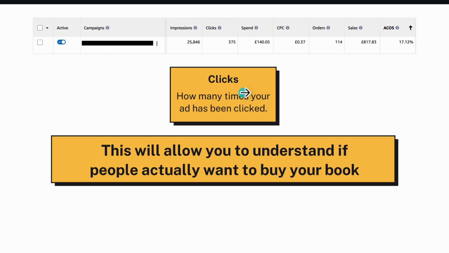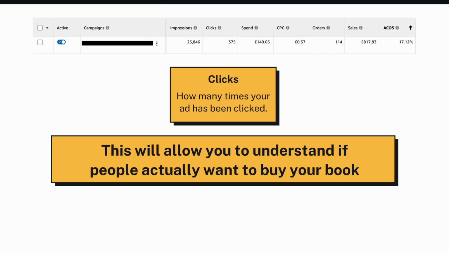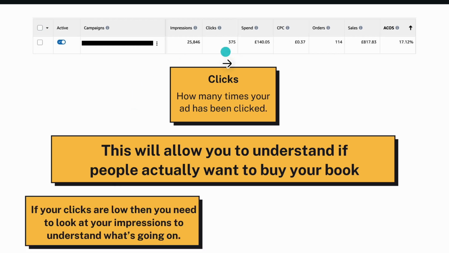So in this example here, if I had 25,846 impressions, but 0 clicks, no one out of 25,000 people has clicked into my ad. So there's definitely something wrong with my book and where it's being placed, because people just aren't interested. So this is what I mean by if your clicks are really low, then you need to look at your impressions to understand what's going on. If your impressions are high and your clicks are low, it basically means people aren't interested in your book. But if your clicks are really low and your impressions are also really low, the reason why your clicks are low is because people just simply aren't seeing it, i.e. you don't have an impression, and therefore, again, you need to increase your default bid.